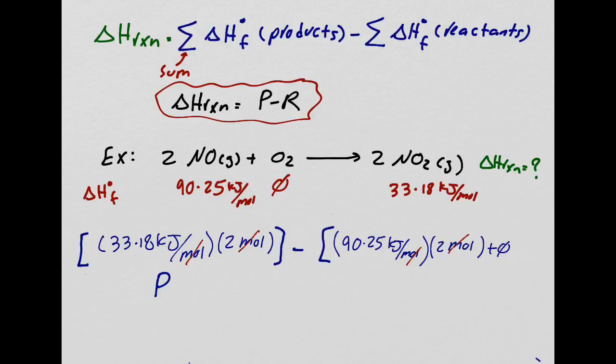So product minus reactant. Now, what I end up getting, if you do this, you get minus 114. What's the unit? Pay attention. The moles cancel out. Now I have kilojoules, minus 114 kilojoules. That's really key for you to get the units down. Not bad, right? Okay, ready to do one more practice problem?